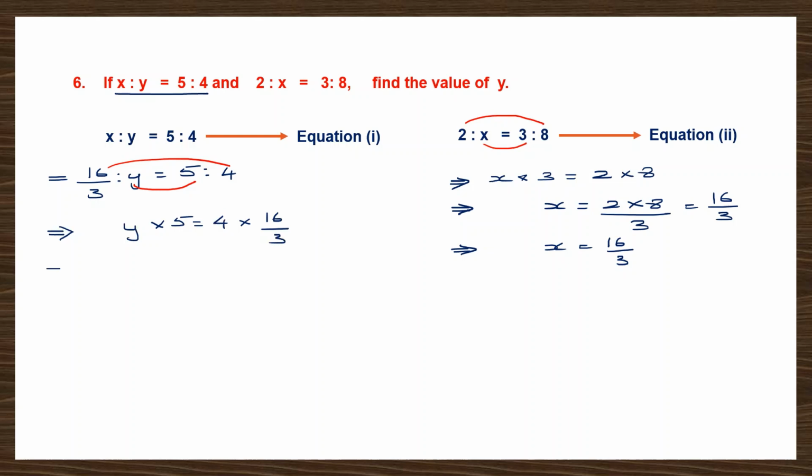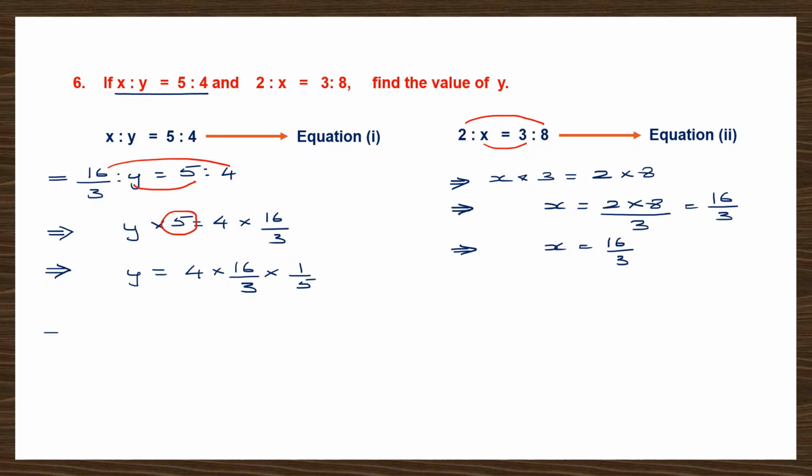Now we want only the value of y. So we're going to leave only y here. On the other side, we have 4 into 16 by 3. We're going to transpose this 5 to the other side. Because it's multiplication, it becomes division. So you can write into 1 by 5, or you can put it below 3. So now we have this.